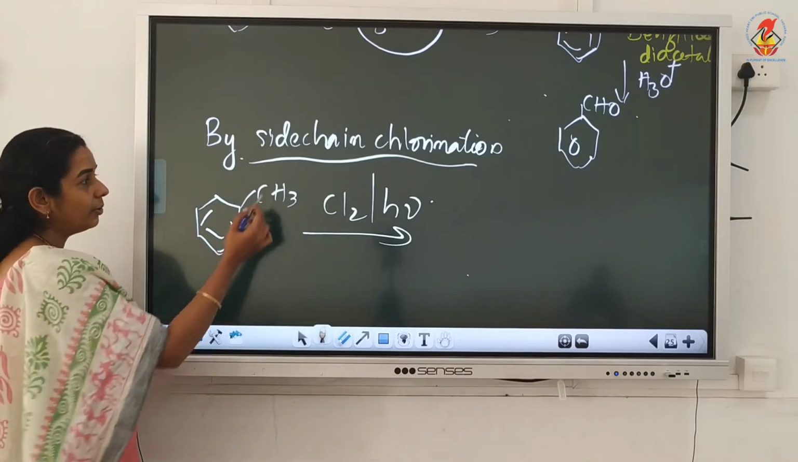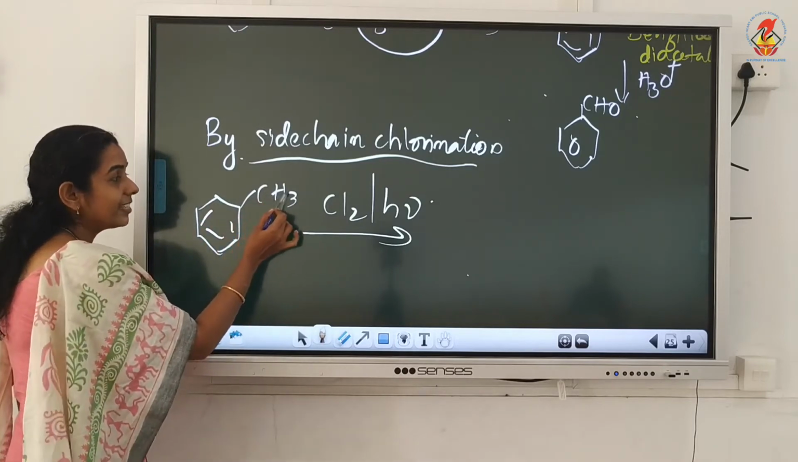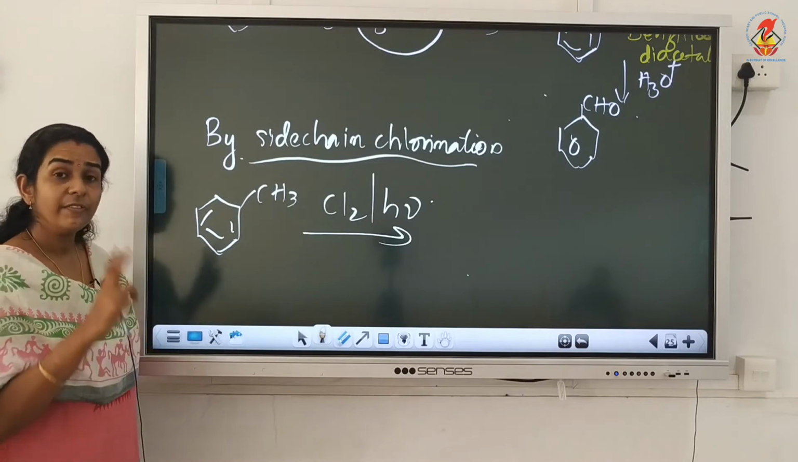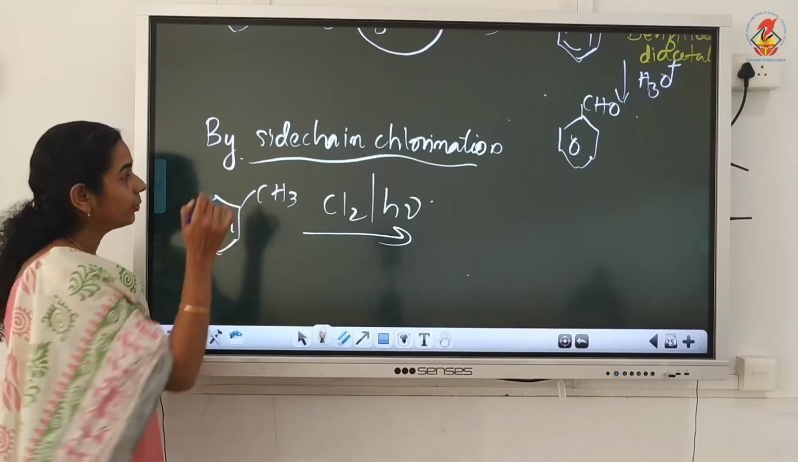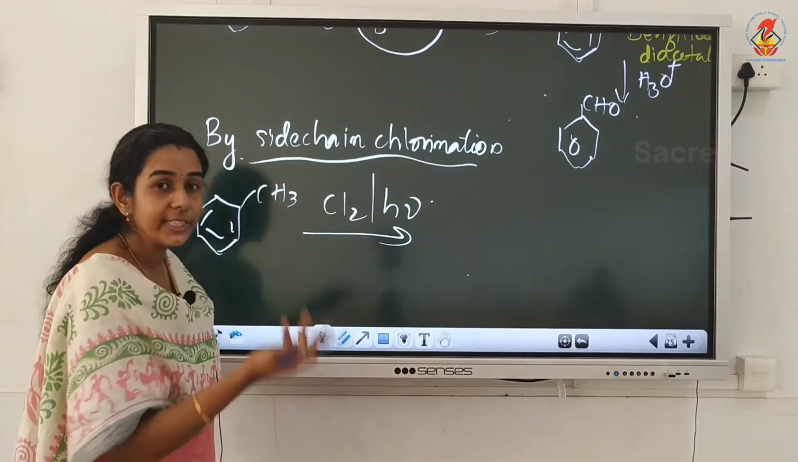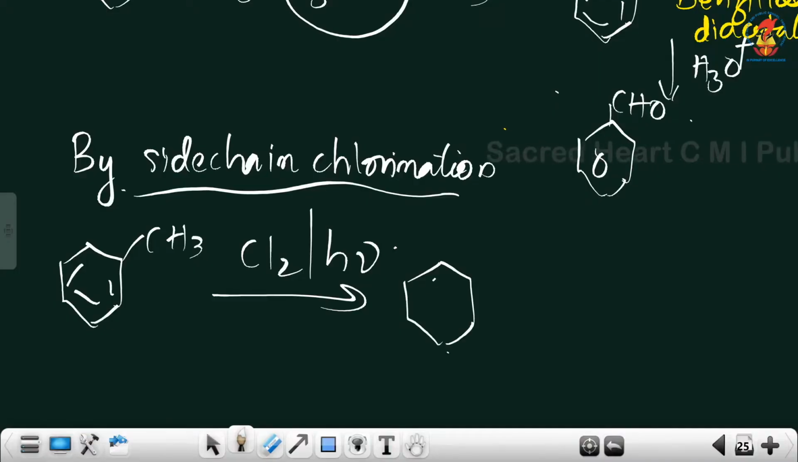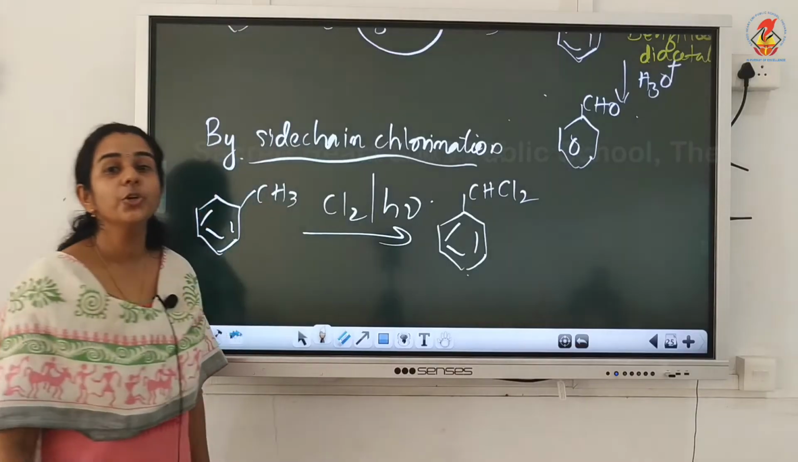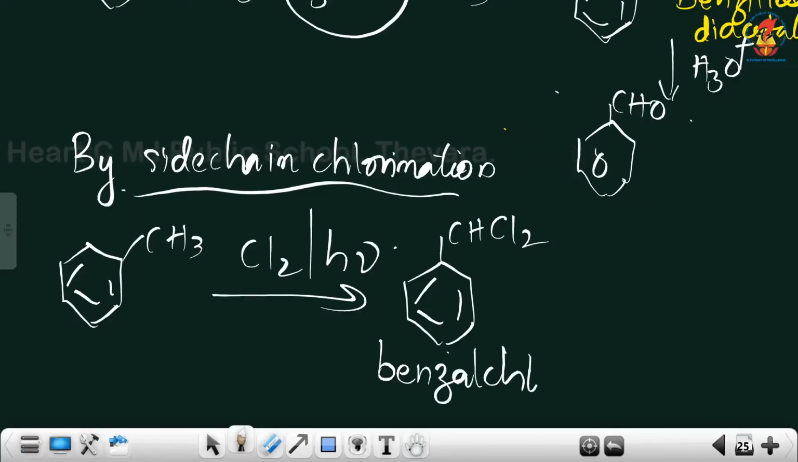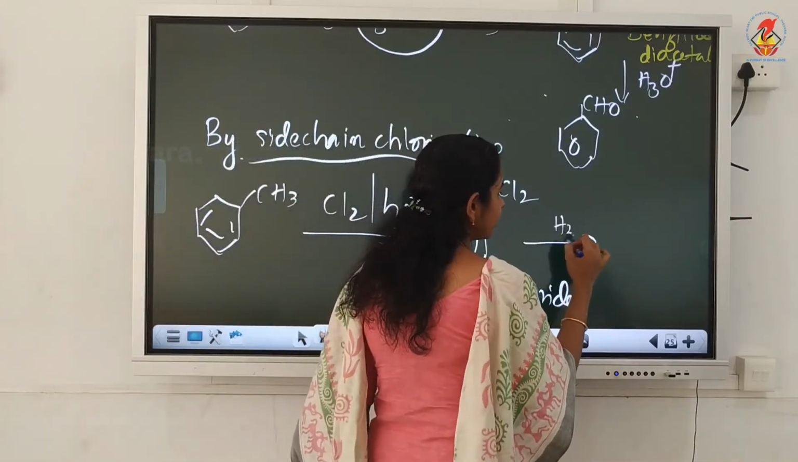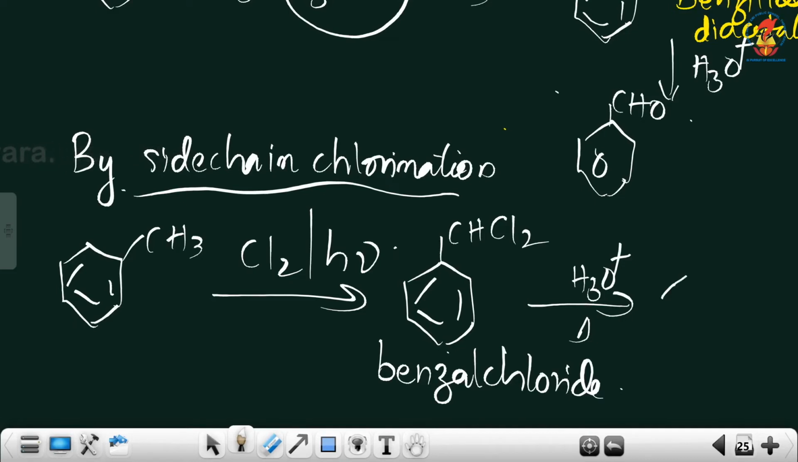Now here also our intention is to convert CH3 to CHO. So we have to replace 2 hydrogen by 1 oxygen. If we are using chlorine as the reagent, 2 hydrogen atoms will first be replaced by 2 chlorine. This is the first intermediate we get, called benzyl chloride. And as usual, which on hydrolysis, heat or light being necessary here, we get CHO, that is benzaldehyde.